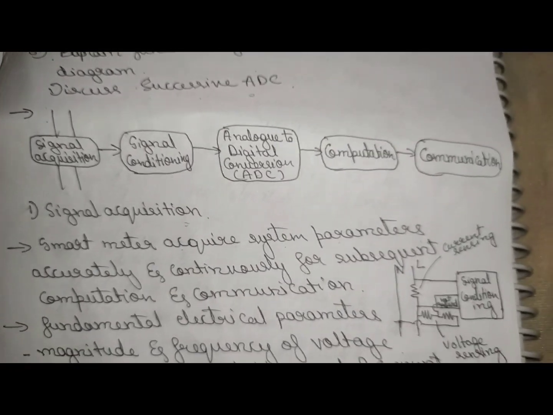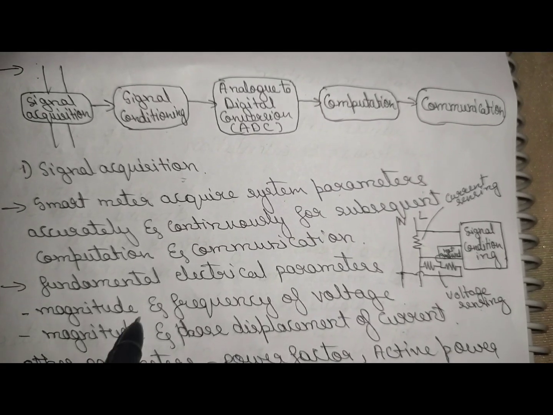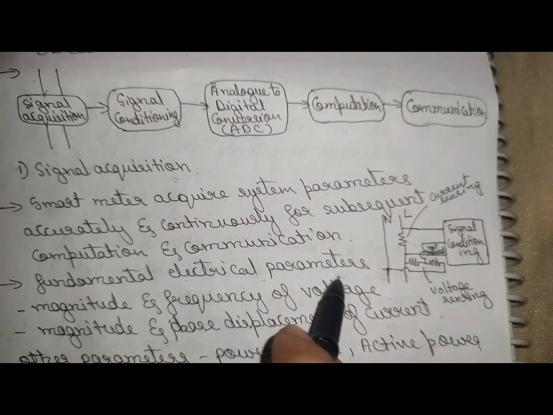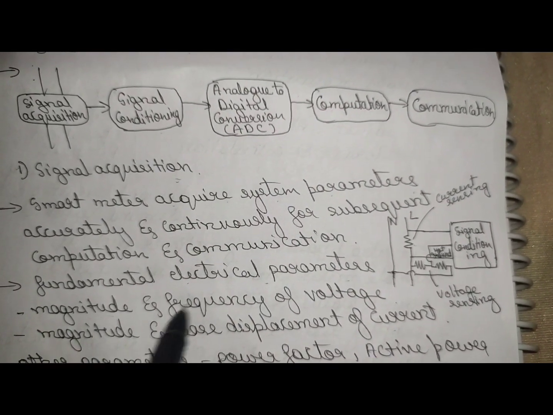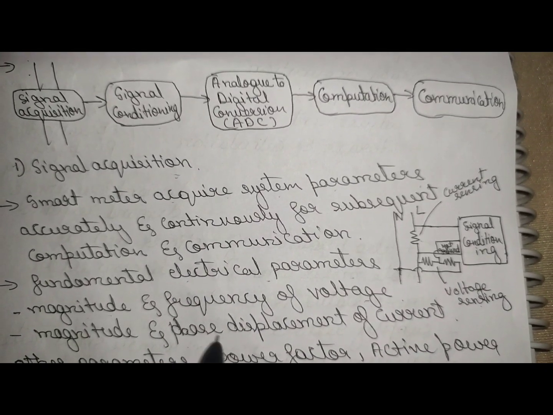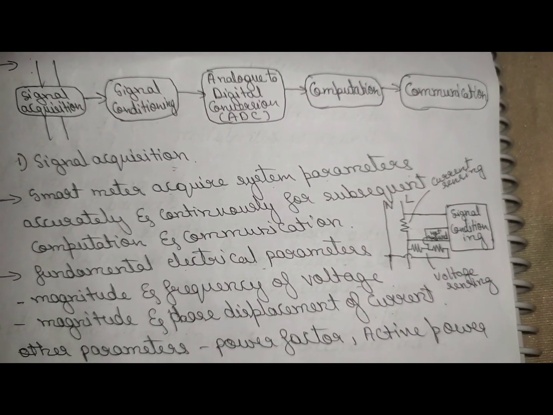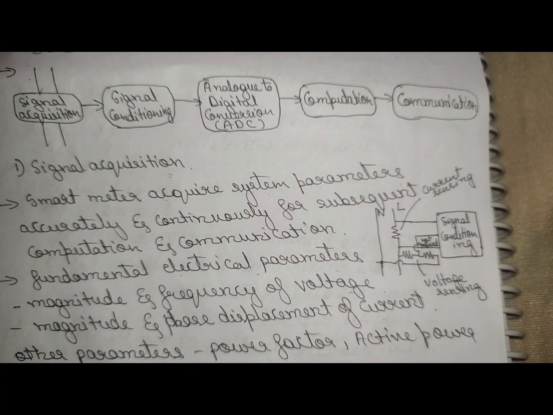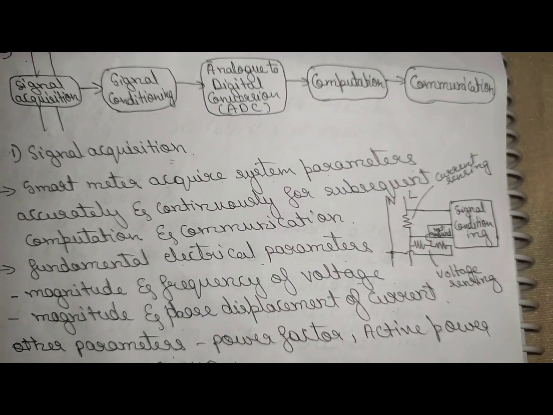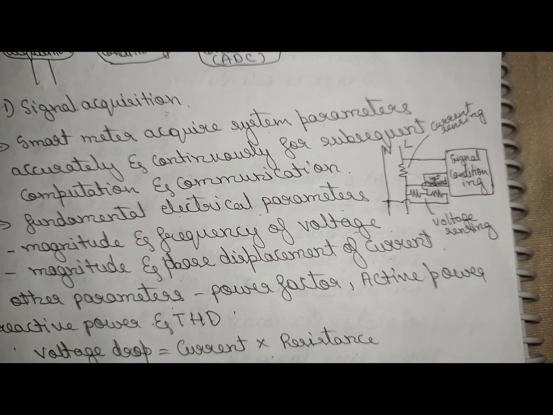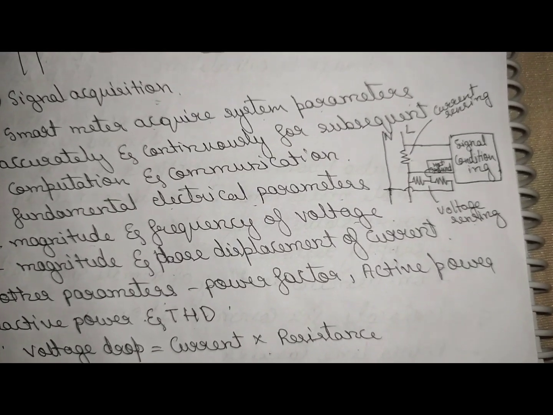Okay, what are the parameters it will collect? So fundamental electrical parameters such as magnitude and frequency of voltage, magnitude and phase displacement of current. Other parameters: power factor, active power, reactive power, total harmonic distortion. Voltage drop means here current into resistance.